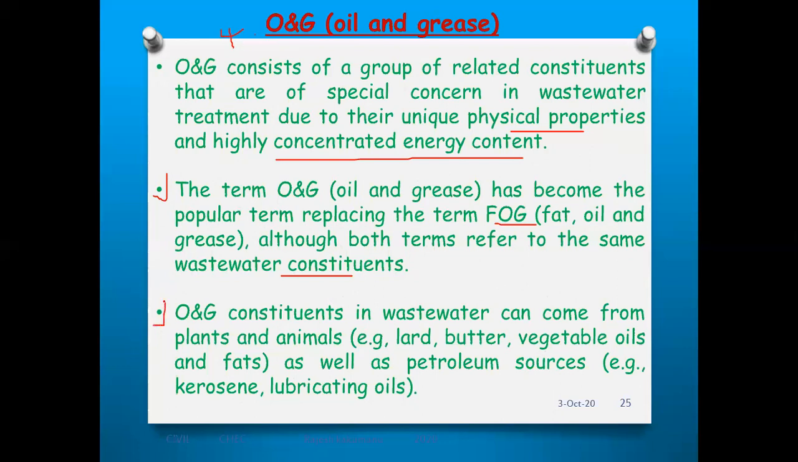Third point, O and G constituents in the wastewater. O and G constituents in the wastewater can come from plants and animals. Second, just oil and grease in the wastewater. So generally from plants, vegetables and animals, for example lard, butter, vegetable oils, fats, as well as petroleum sources such as kerosene, lubricant oils, etc. These are the sources.